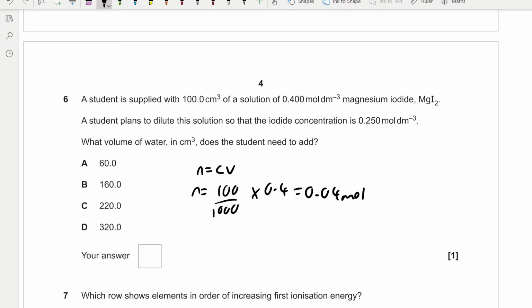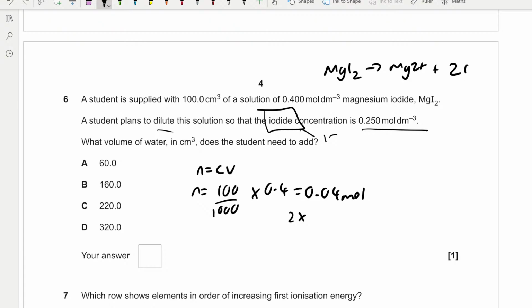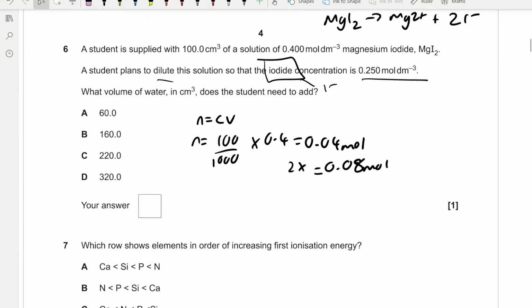And then our second part of the question, the student plans to dilute this solution so that the iodide concentration is 0.25 mol per dm cubed. Note that it says iodide concentration, that's I minus. What volume of water in centimeters cubed does the student need to add? So for each 0.04 mol of MgI2, we're going to have 2 times that amount of iodide ions, because it's going to dissociate in water to form Mg2 plus and 2I minus. So that's 0.08 moles. And that gives us a constant.